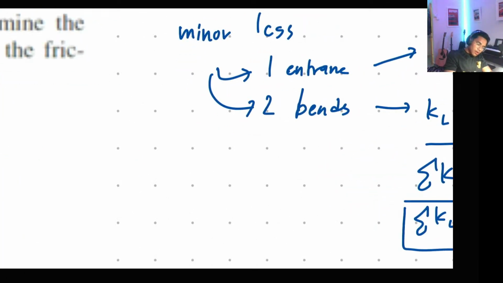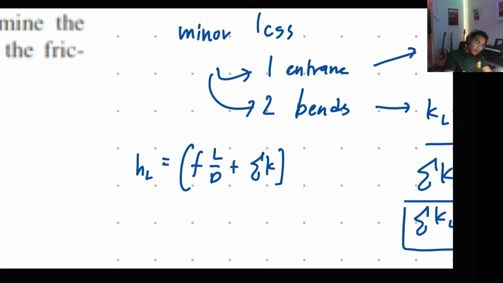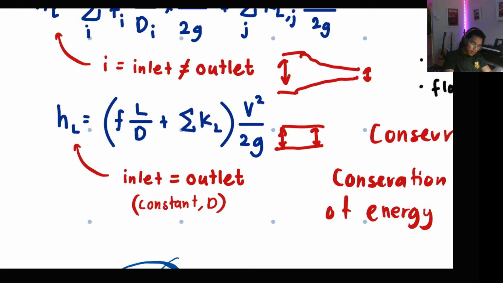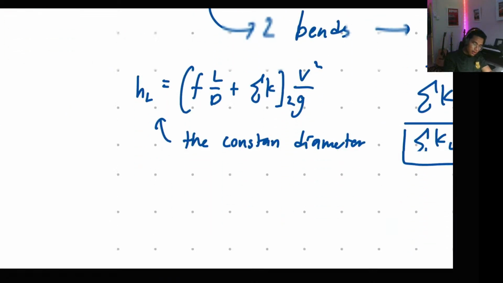Okay, HL equals to FL over D plus total K darab V squared over 2G, kan, 2G. Okay, sebab apa? Why we use this is because of the constant diameter. From where? From here. See this one? This equation? So I think you can rewrite the equation.